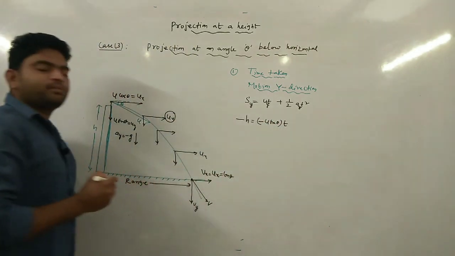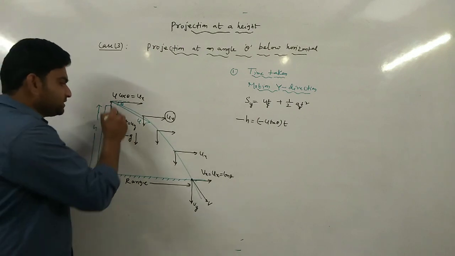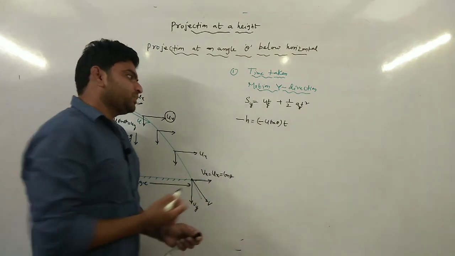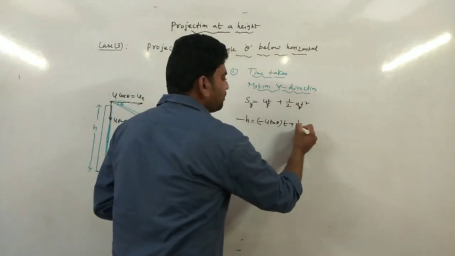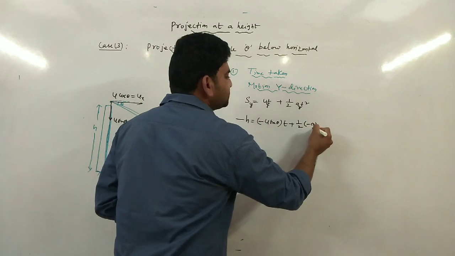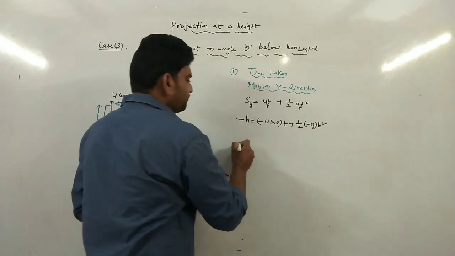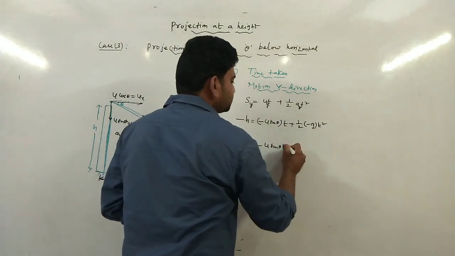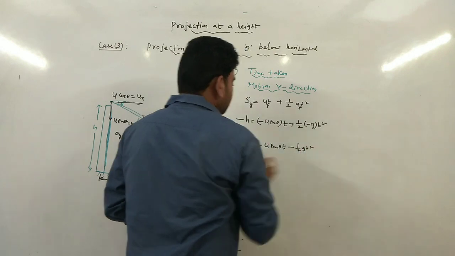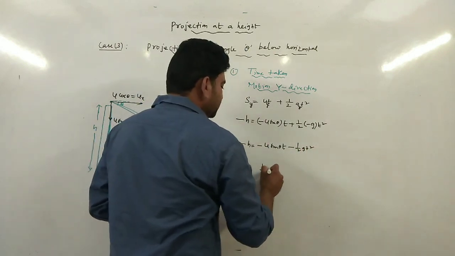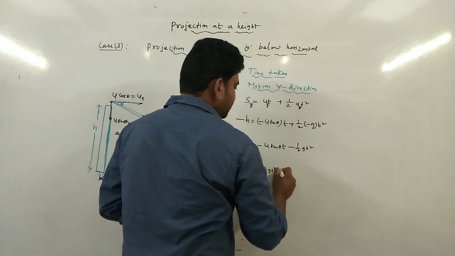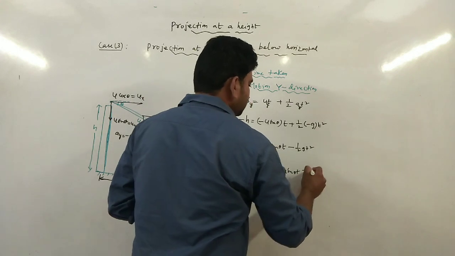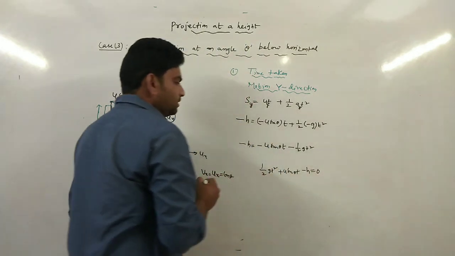We take minus u sin theta because it is acting in the downward direction, so as per the sign conventions we have to consider it as minus. The remaining term is half ay t square, where ay is minus g, so minus half g t square. With further simplification, we can write the equation as half g t square plus u sin theta into t minus h equals 0.